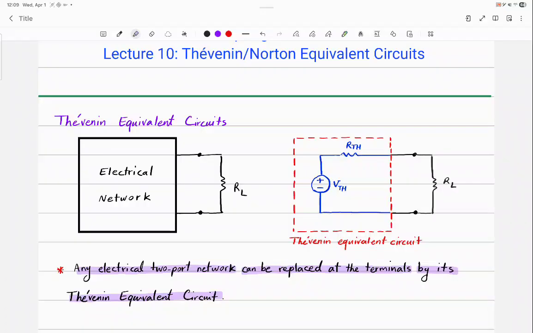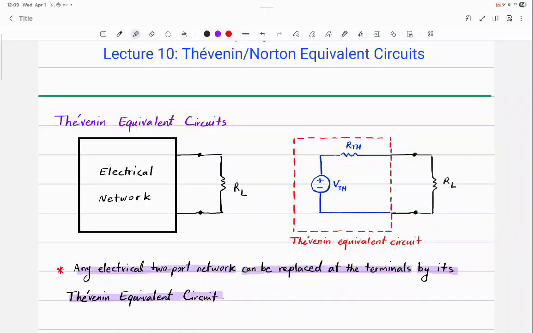Now, how can we calculate VTH and RTH? Let me ask you this. I have a black box and I'm giving it to you and I want you to find VTH for me. You cannot have access to inside the black box. How do you measure VTH? Yes. And since you're connecting a multimeter as a voltmeter, it means that your circuit is open, okay? It's not drawing any current.